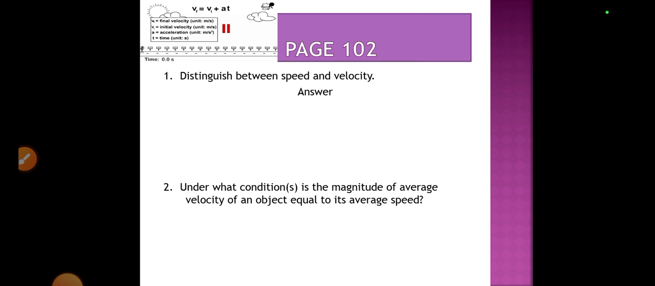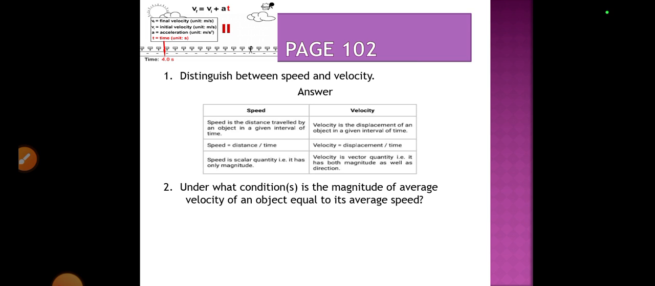page 102. So we need to distinguish between speed and velocity. Now we know what is speed and what is velocity. Speed is the distance traveled by an object in a given interval of time, whereas velocity is the displacement of an object in a given interval of time. Speed is equal to distance upon time, whereas velocity is equal to displacement upon time.